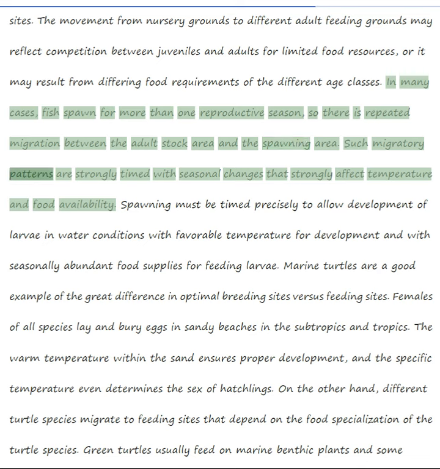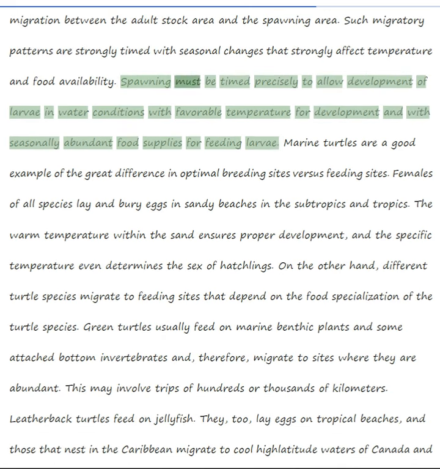Such migratory patterns are strongly timed with seasonal changes that strongly affect temperature and food availability. Spawning must be timed precisely to allow development of larvae in water conditions with favorable temperature for development and with seasonally abundant food supplies for feeding larvae.